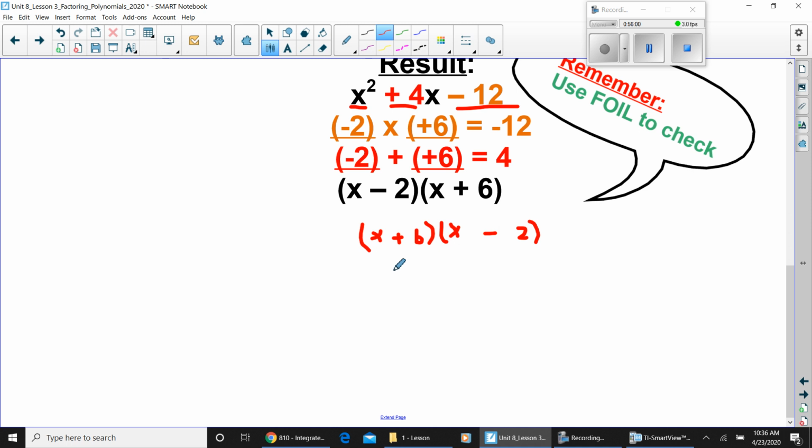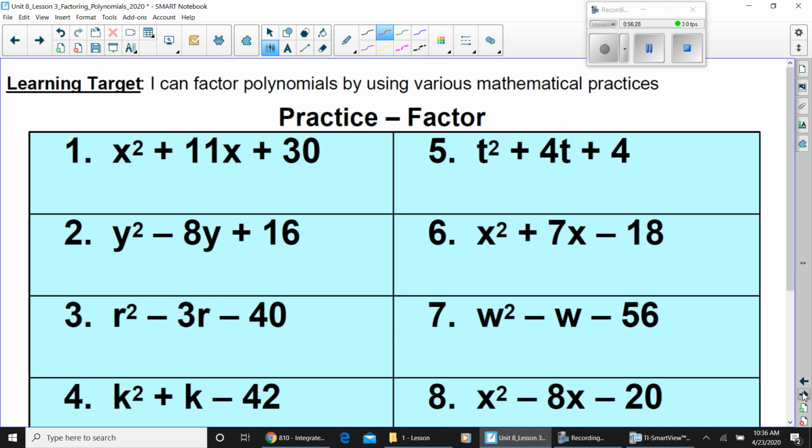You could basically go through the distributive property. x times x would be x squared. x times negative 2 would be negative 2x. 6 times x would be 6x. And 6 times negative 2 would be negative 12. So in the middle, you would have negative 2x plus 6x, and that would be 4x. And 6 times negative 2 is negative 12. So this is correct. Use your distributive property or FOIL to check your answers.